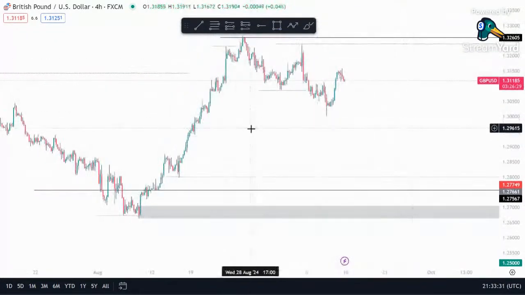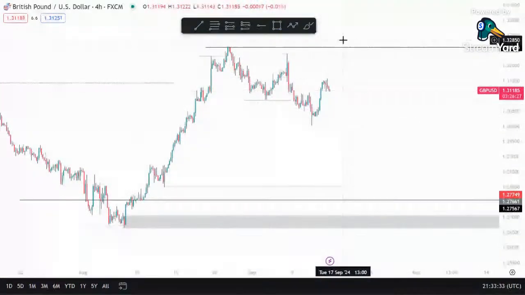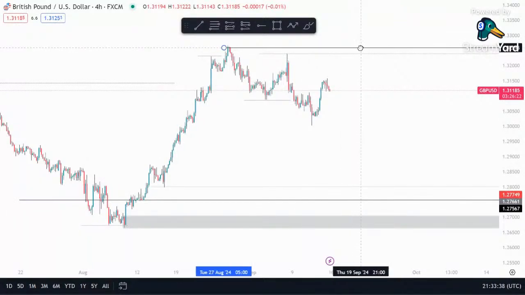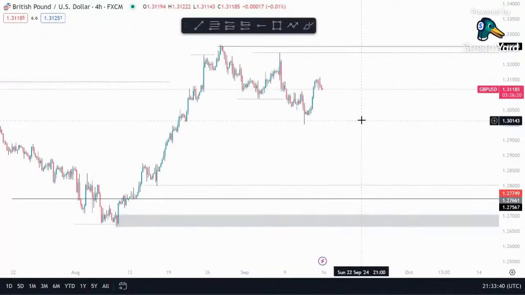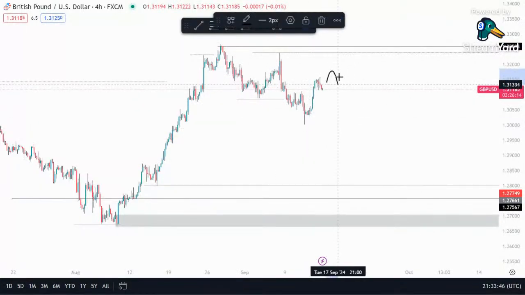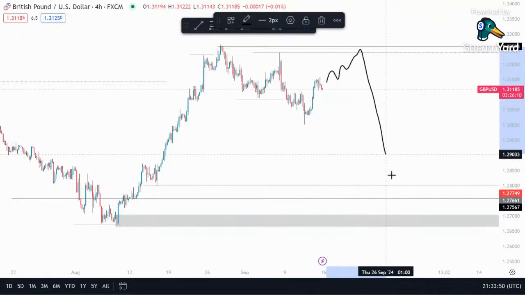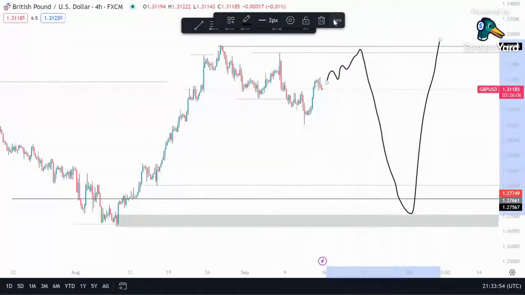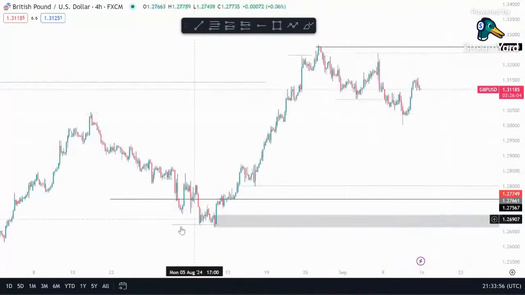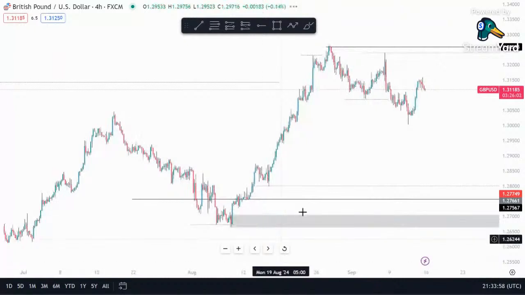So basically, I'm expecting price to still push all the way up to sell from our POI, to sell from that line, push up, sell, then something like this, push all the way up, then sell from this POI all the way down before we now look for more buys to the upside. So that's what I have for GU.